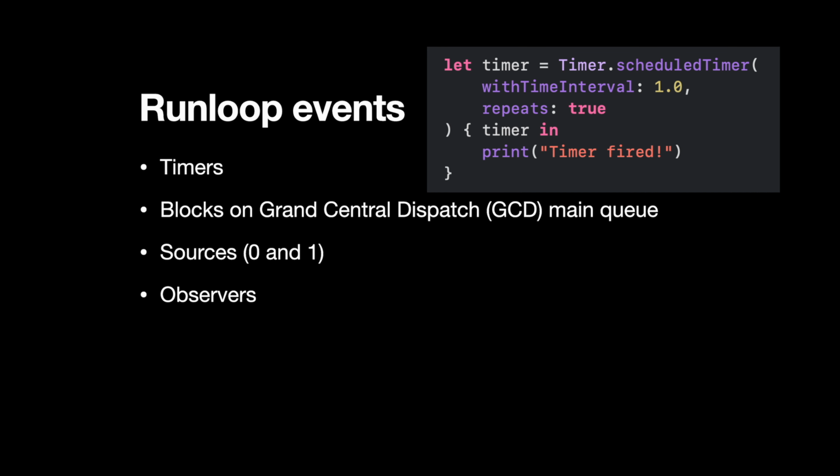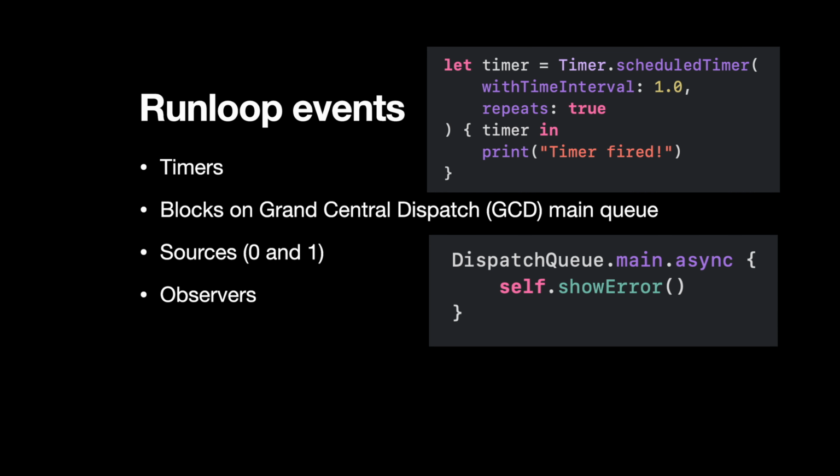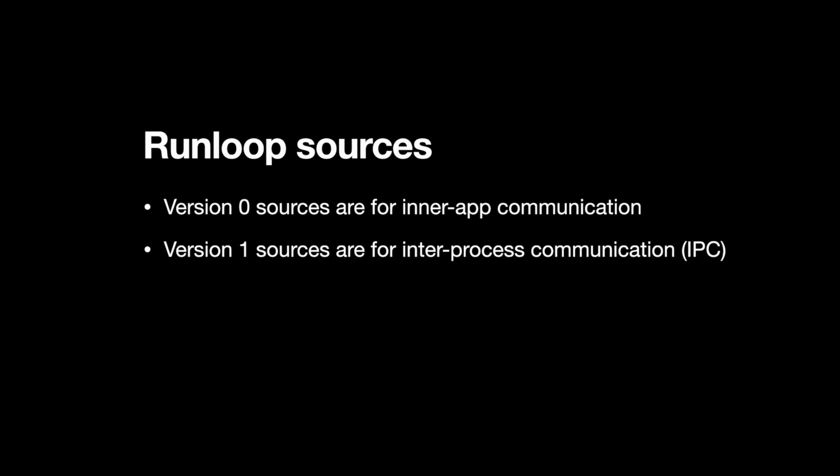The run loop handles several types of events. You have probably created a timer or used the GCD main queue, the first two of them. We will discuss sources and observers a bit more. Simply speaking, a run loop source is just a way to tell the run loop that some event happened at some other point of the app or even in a different process, and the run loop should handle this event.